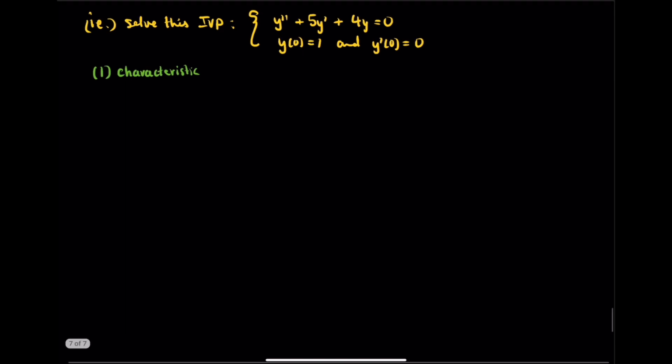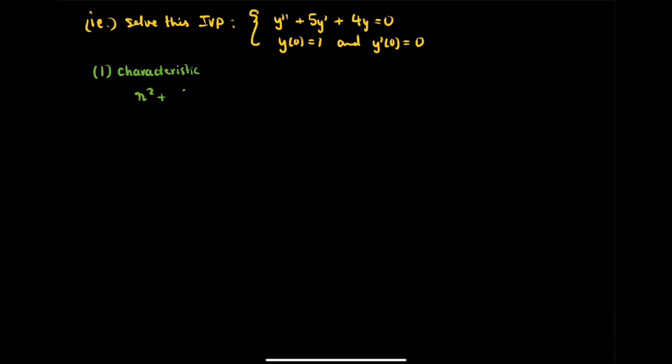So y double prime plus 5y prime plus 4y just becomes r squared plus 5r plus 4 equals 0. Then we can take the polynomial and factor it. This would be 4 and 1, so that's (r plus 1)(r plus 4) equals 0. Then r equals -1 and r equals -4.